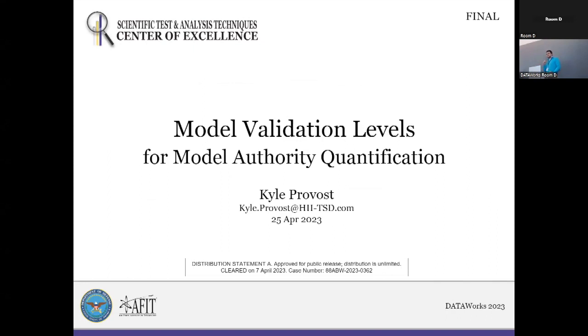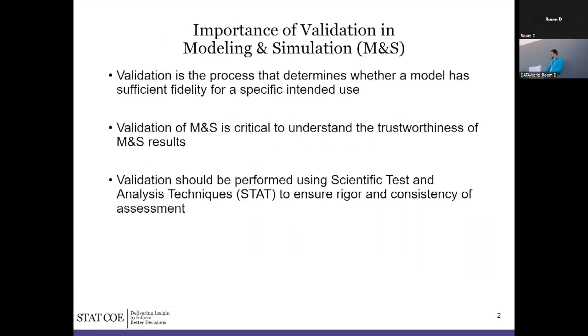A bit of a roadmap of where we're going to go here. First, I'm going to bring up a few statements about validation and digital engineering, and then we'll talk about what our paradigm is, and then I'll walk through a very simplified example of us applying this.